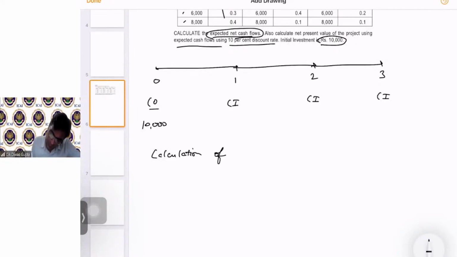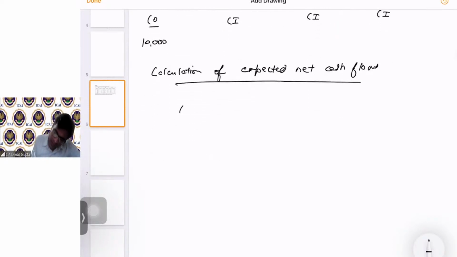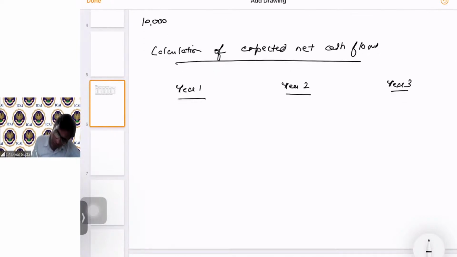Calculation of expected net cash flows. So let's start with year 1, year 2, and lastly year 3. Year 1, what are the cash flows? Cash flow, probability, and expected cash flow. Again, for year 2, cash flow, probability, and expected cash flow. Year 3, cash flow, probability and expected cash flow.